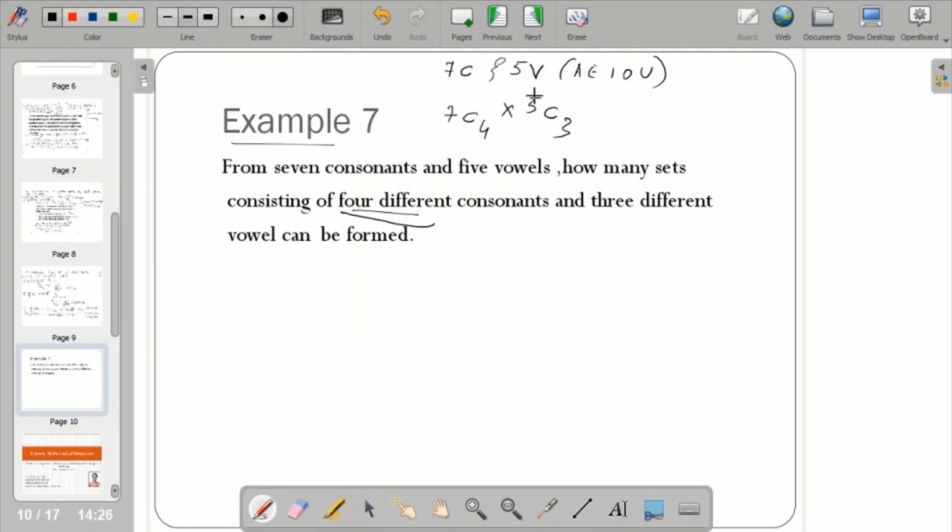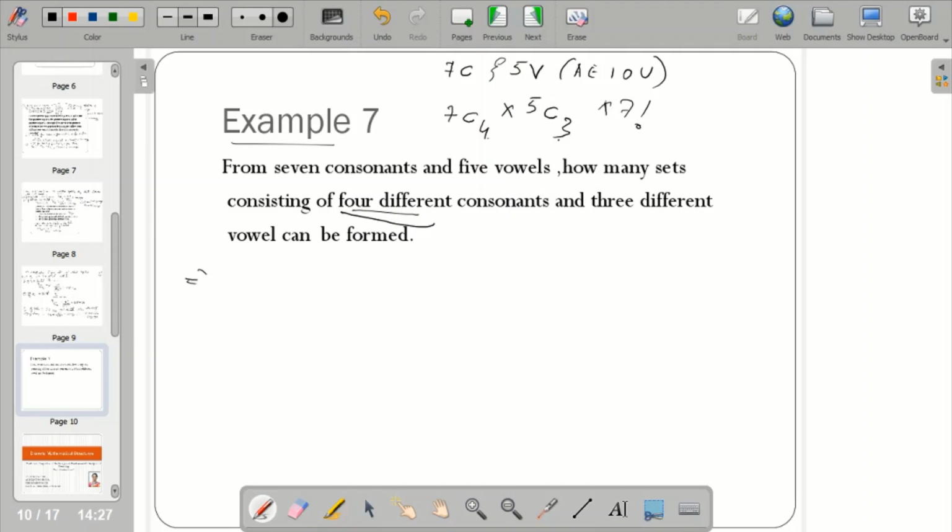Here, since they told 4 different consonants and 3 different vowels, we need to consider 4 consonants and 3 vowels. They need to be arranged, right? Within them, these letters need to be arranged. For that we are multiplying by 7 factorial, because we need 4 different consonants and 3 different vowels arranged. So that's why we need 7 factorial.